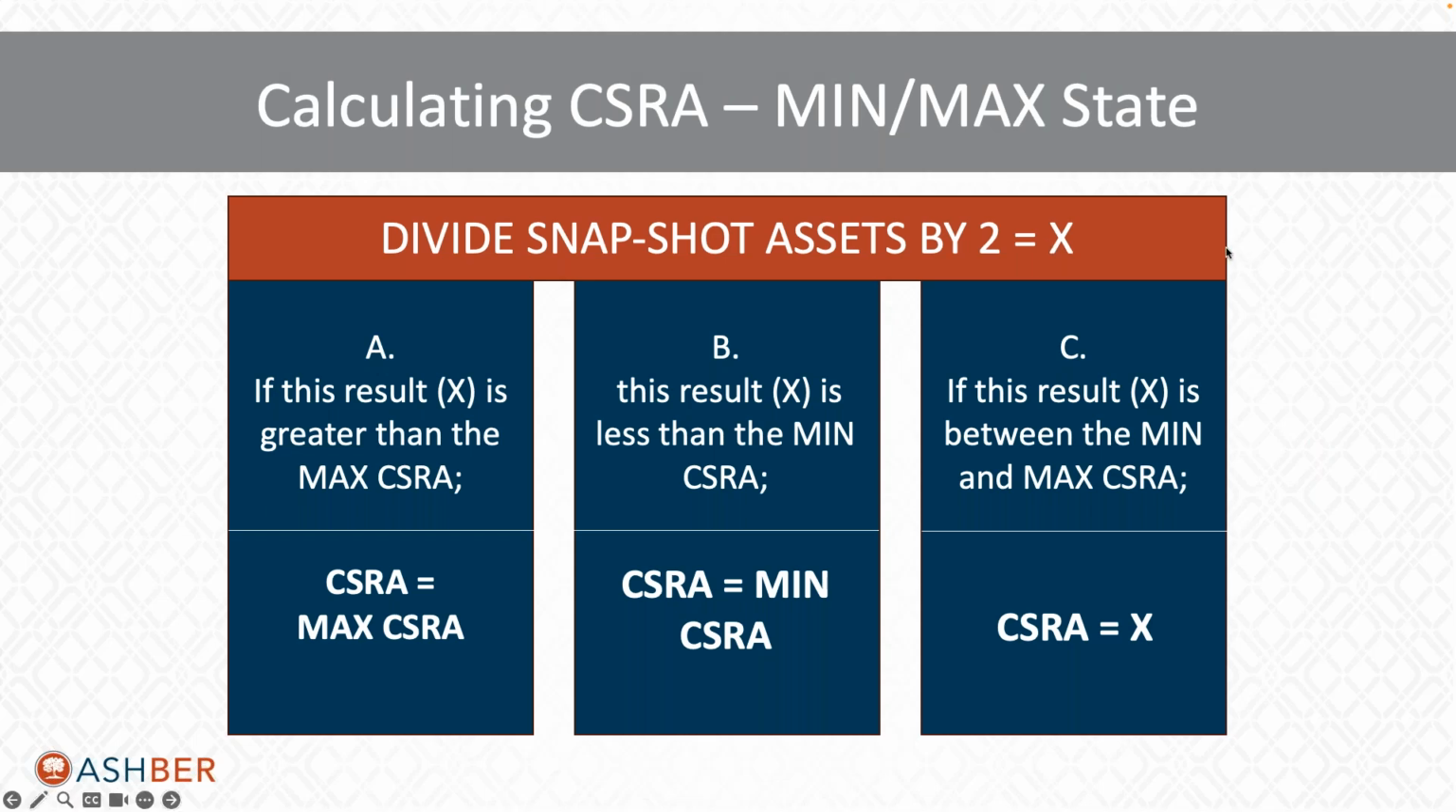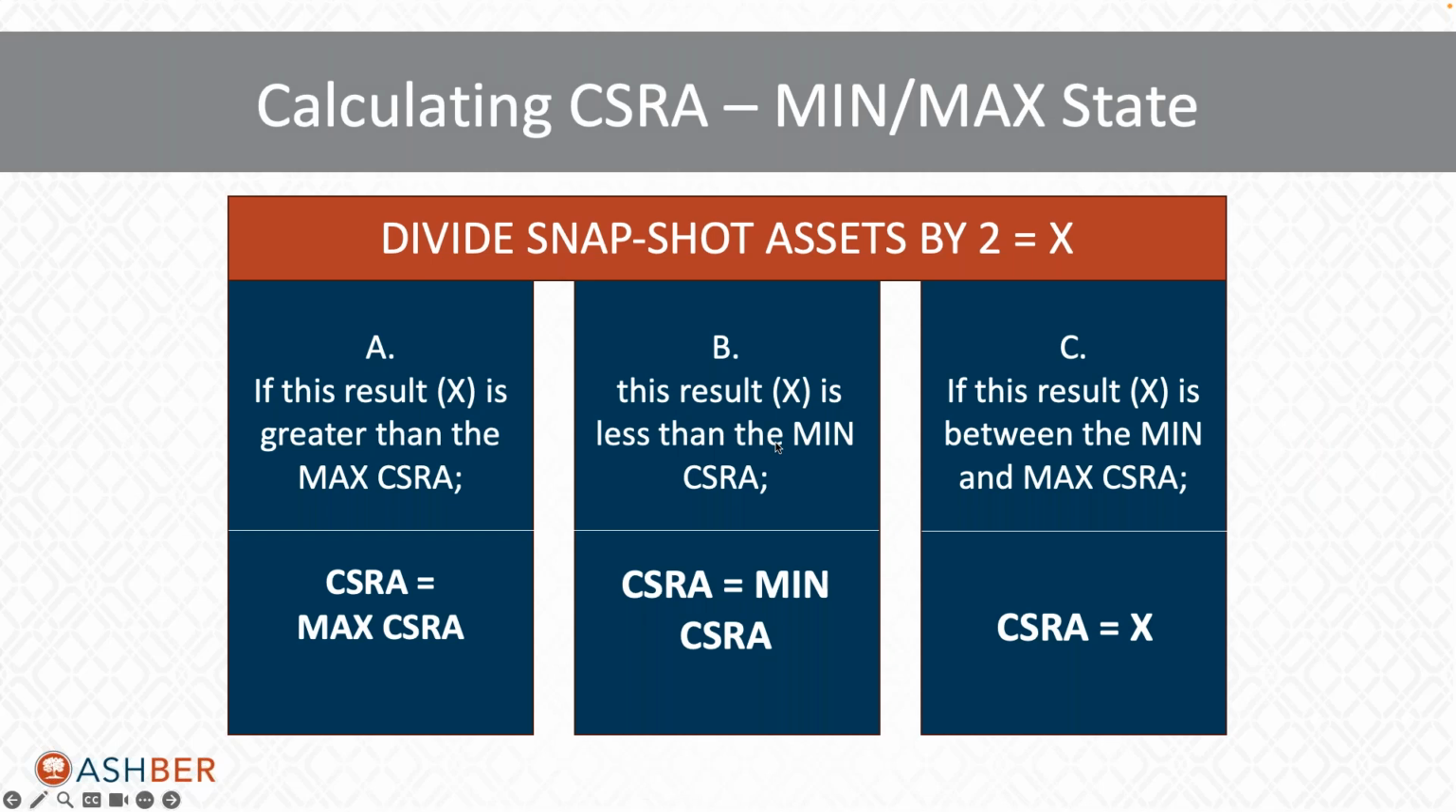And so X, once we have that calculation, is going to fall into 3 different solutions, and I labeled them A, B, or C. So you're going to take X and apply it to the range in your state. If X is greater than the maximum CSRA, then the CSRA is going to be the 157,920. So if your snapshot assets, for example, are $400,000 and you divide by 2, X is $200,000. That means A is applicable, where even though X is $200,000, the max CSRA is only 157,920.